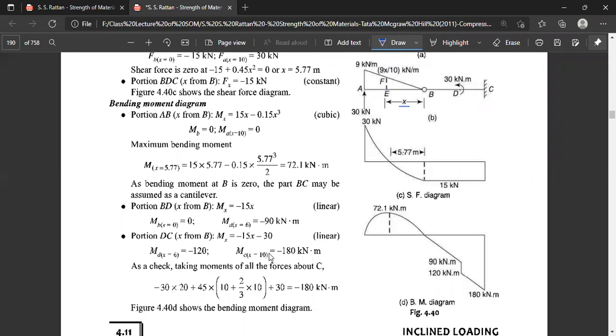Minus 15x minus 30. So in that case, MD at x equal to 0 is 120, and MC at x equal to 10, meaning the right end, is minus 180 kilonewton meter. To check, taking moments of all the forces about C, we have 30 into 20 minus 45 into 10 plus 230 into 10 plus 30, which gives 120 kilonewton. So this gives us the bending moment diagram here.